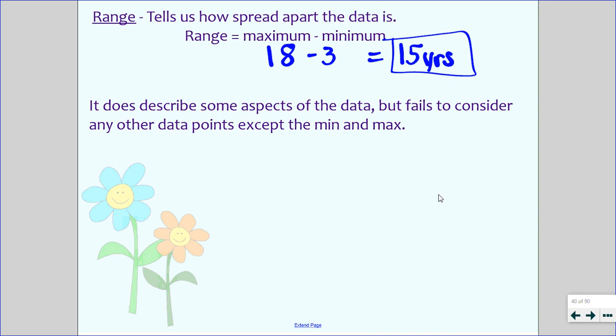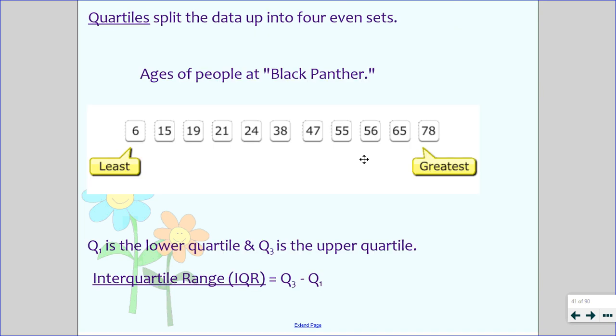And it does describe some aspects of the data, but it fails to consider other data points besides the min and maximum. So the range tells you more of a story than just the mean, median, and mode, but it's not the only way to measure how spread or dispersed the data is. What we can do is split the data up into 4 even sets, and that gives us even more information on where the majority of the data lies.